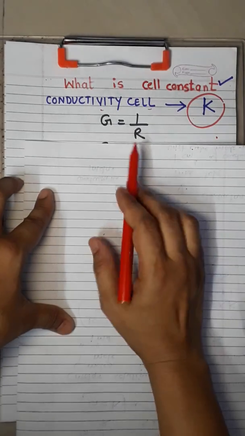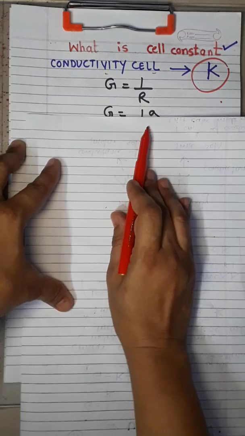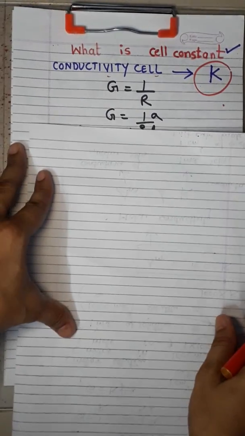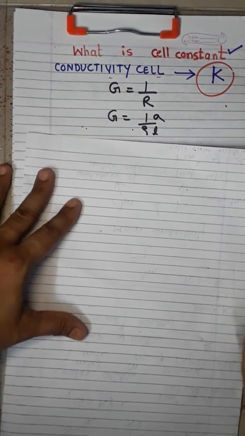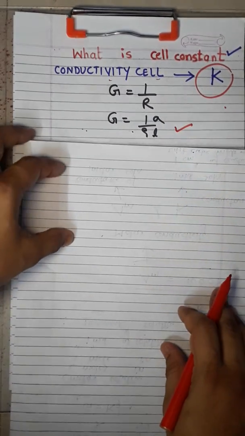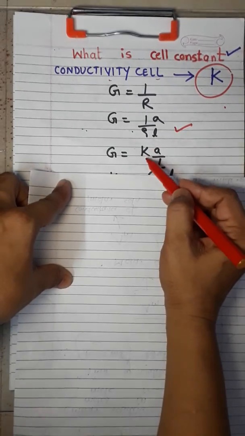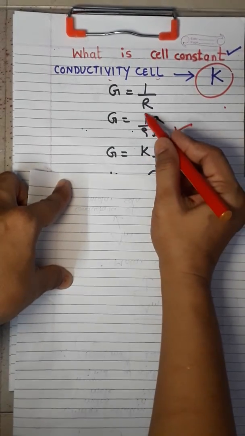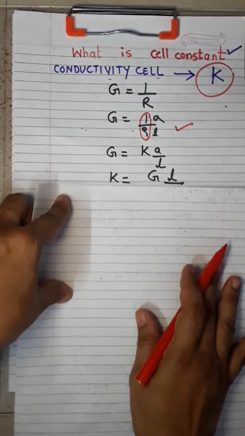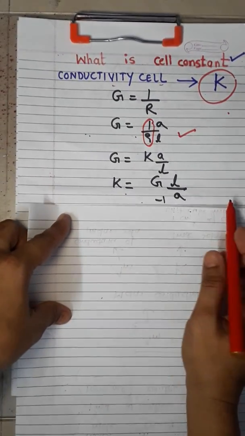You all know that G is equal to 1 upon R. Okay, now I move further. G is equal to 1 upon rho A by L. You all know this also because in our last video I have shared with you. Then we have G is equal to kappa A upon L. So this term becomes kappa, and here I write K is equal to G L upon A.